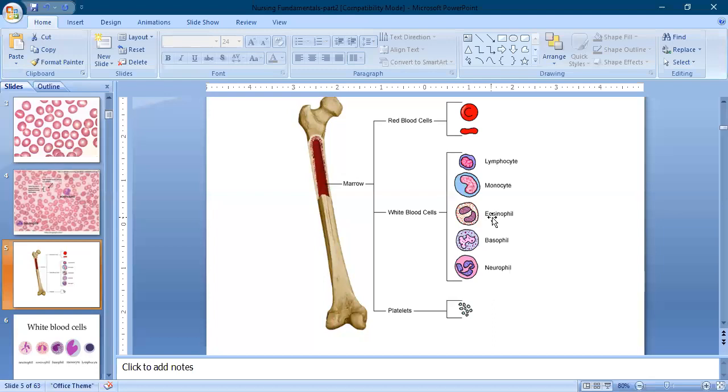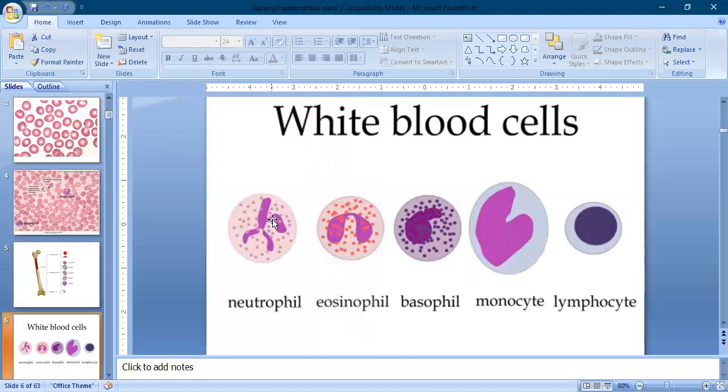Eosinophil, parasite infection, I said. And basophil, here, very small number of cells, like 1%. Basophil is increased during allergic reaction, right? So here showing white blood cells: neutrophil, multilobulated nucleus; eosinophil, 2 lobes in the nucleus; basophil, special dots; and also monocyte, kidney-shaped nucleus; lymphocyte.